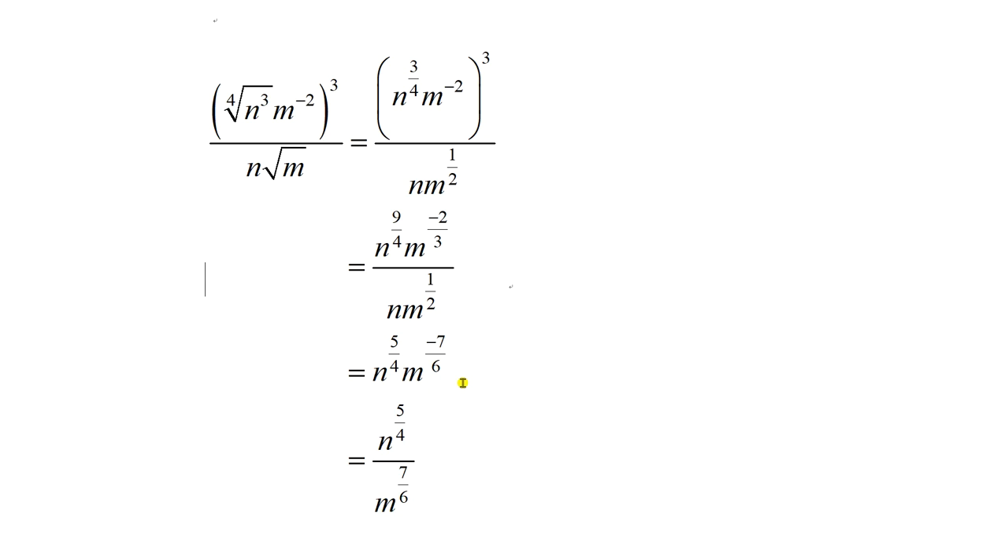But this is not the final answer. You need to change the negative index to the positive index. So you need to put this one in the denominator. That becomes n to the power 5 over 4 over m to the power 7 over 6. That's the final answer.